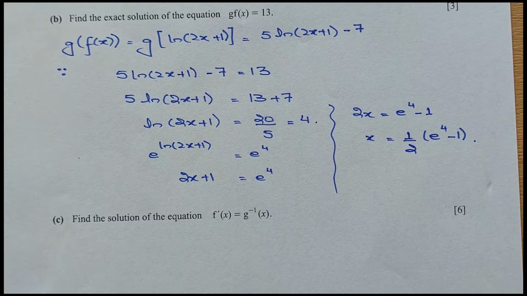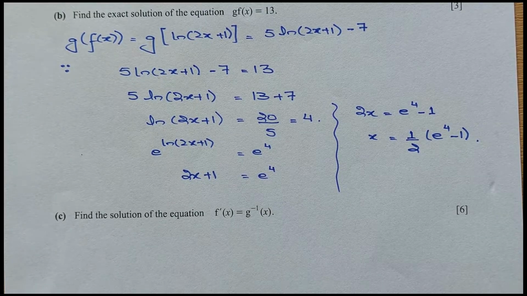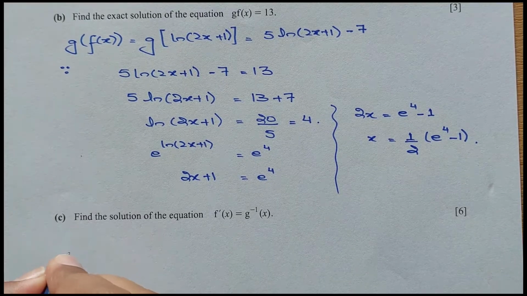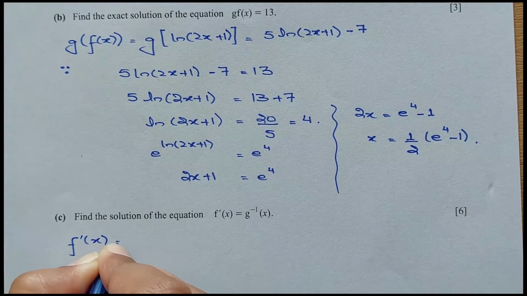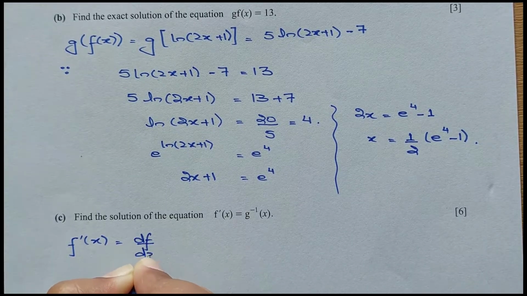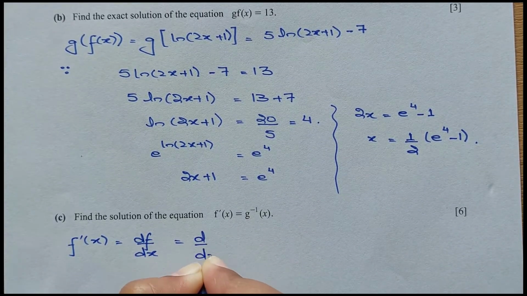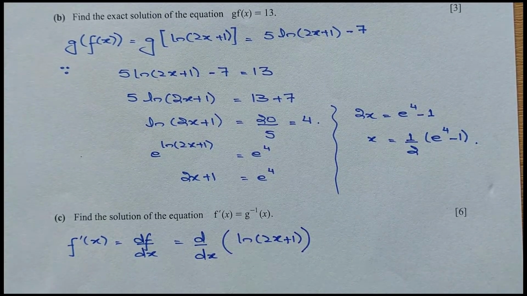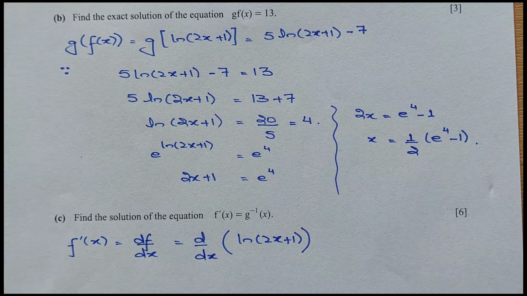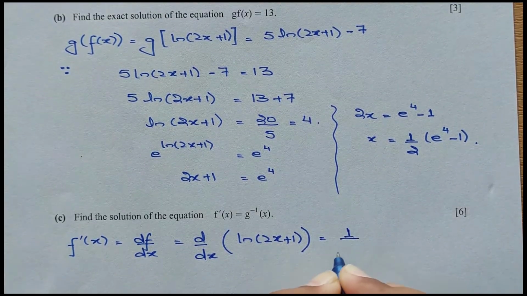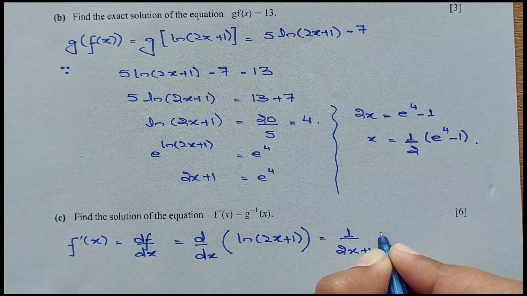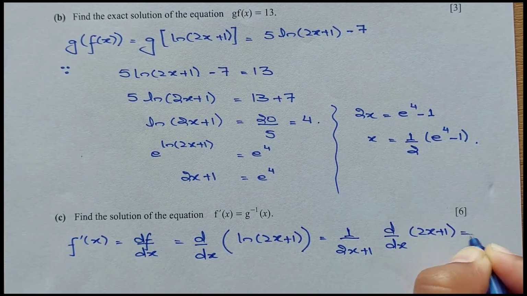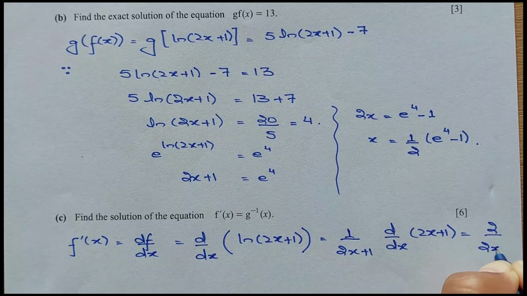Now for part C, find the solution of the equation f prime of x equals g inverse of x. First we need to find f prime of x, the derivative of f of x. f prime of x is equal to df over dx. It means we need to find d by dx of the function ln of 2x plus 1. The derivative of the natural log is 1 over the function, so it is 1 over 2x plus 1, times the derivative of 2x plus 1, which is 2. That equals 2 over 2x plus 1.